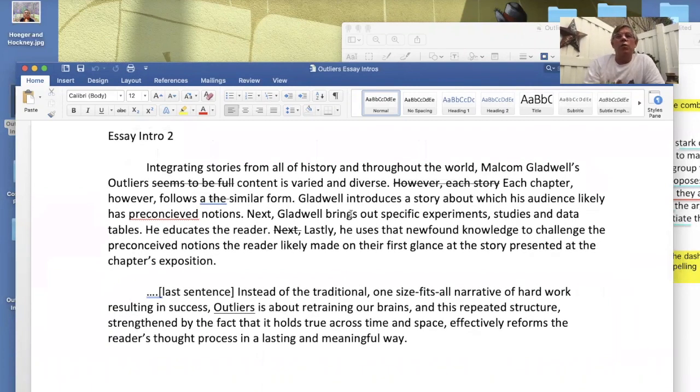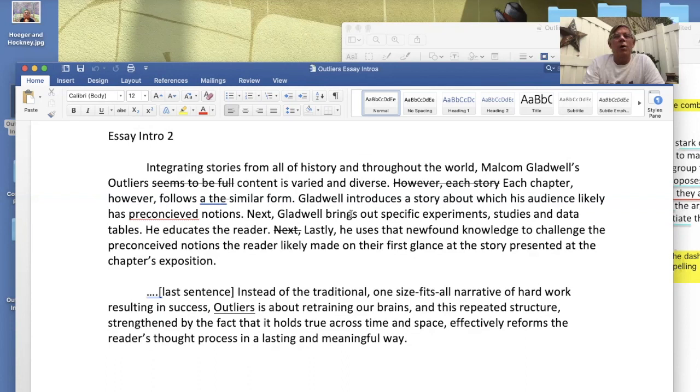Integrating stories from all of history and throughout the world, Malcolm Gladwell's Outliers. Now, these crossouts are her own when she wrote it. We'll use another she pronoun. So I wanted to include this. I wanted to include it exactly the way it was written. And I do like that. It shows that you are editing as you go.